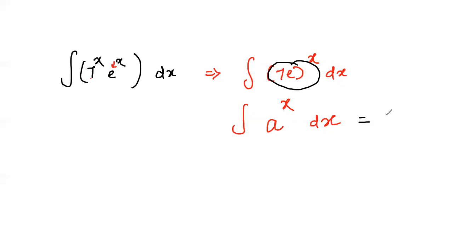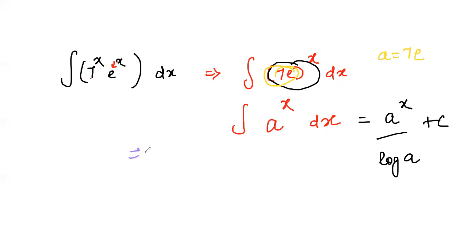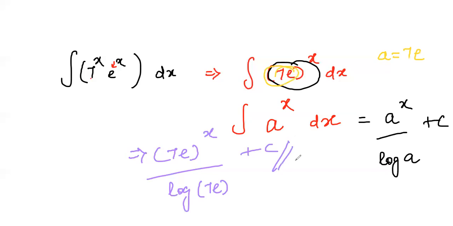So the answer to this integral of a power x dx is a power x upon log a plus c. Right? So a power x means here I'm assuming the 7e as a. It will be 7 into e, the whole power x upon log of a. What is my a? It's 7e, isn't it? Plus c. That's it. Understood, Shrenik? Yeah, understood.